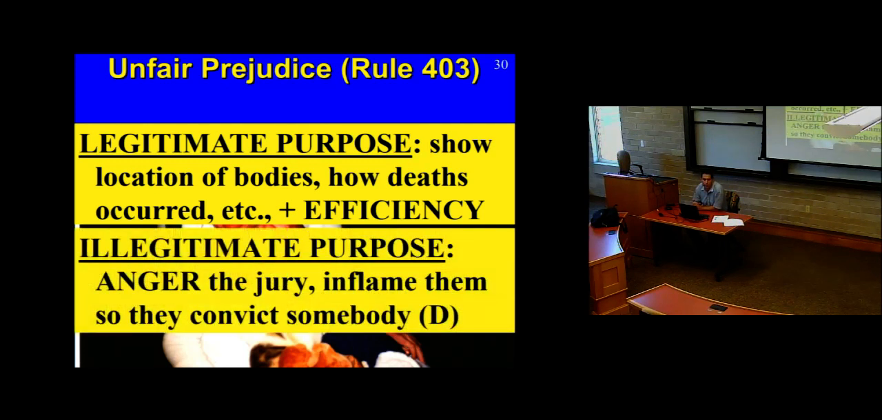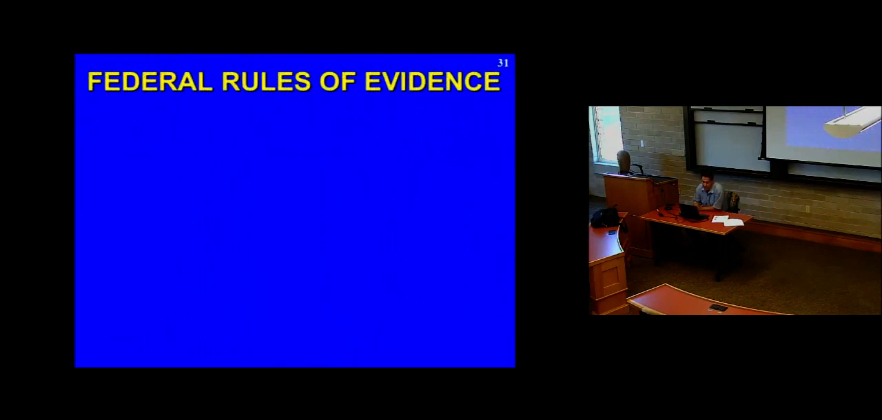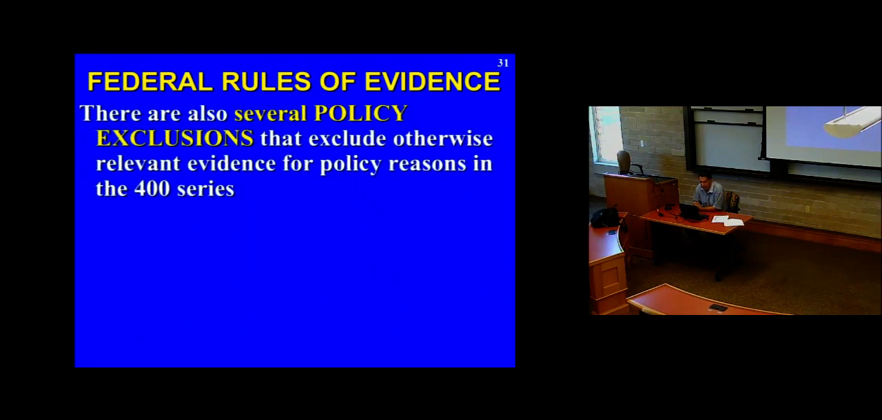The illegitimate purpose would be, we're trying to get the jury angry. We're trying to get them emotional. We're trying to inflame them so that they can convict somebody. And so that would be the concern, that there's a danger of unfair prejudice. The judge would just have to make that balancing test.